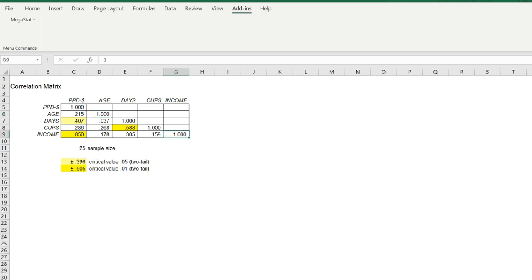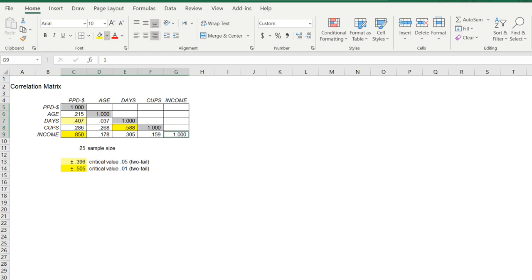Income correlates with itself 100%, so we do not look at these. I'm just going to highlight these maybe in gold. So we don't look at those.